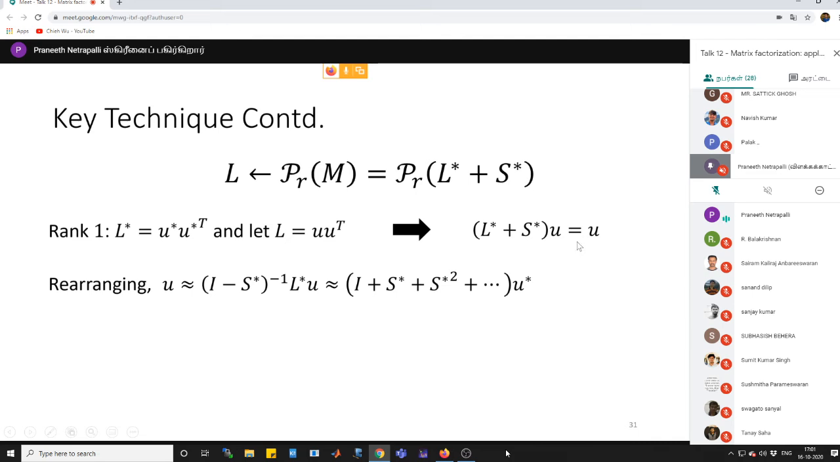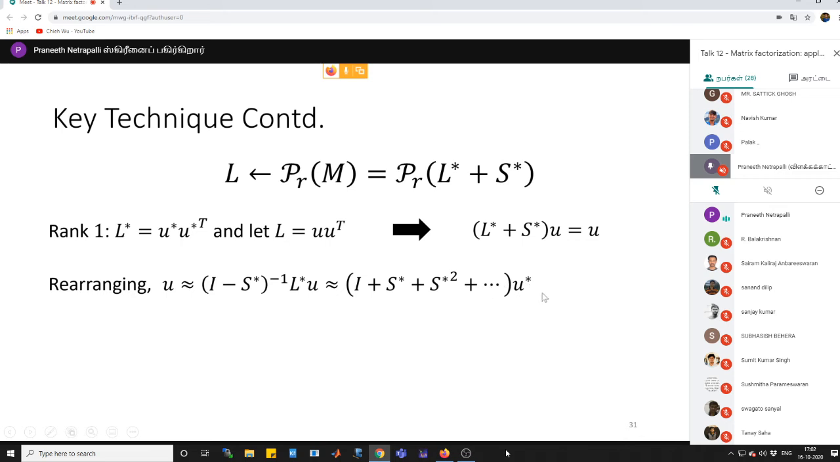Now rearranging, we see that U is indeed equal to I minus S star inverse times L star U, right? Now L star U can actually be written as the inner product between U star and U times U star, right? And I minus S star inverse, if we do the Taylor expansion, we can write it as, okay, S star is actually a sparse matrix. We can show that its operator norm is less than 1, so you can indeed do this power series, and then you get I plus S star plus S star square and so on. And you'll be multiplying with a constant, which is the inner product of U and U star, and then you'll be multiplying this vector U star.